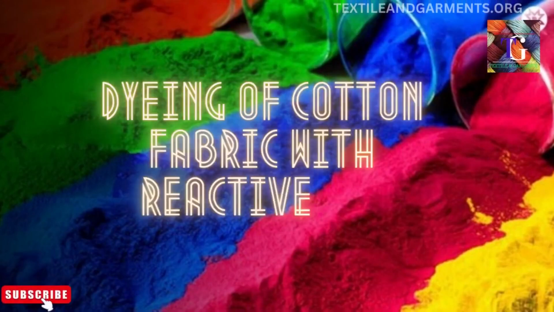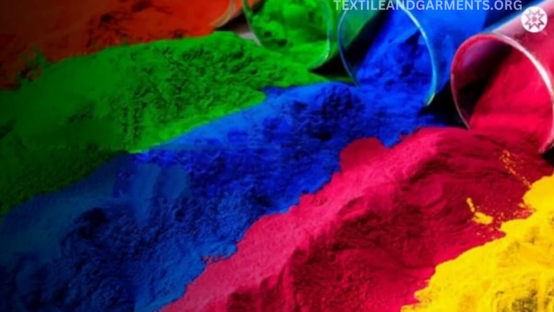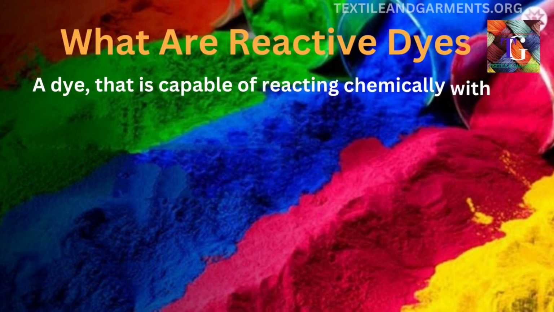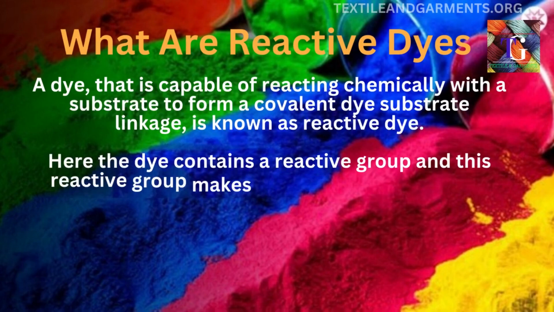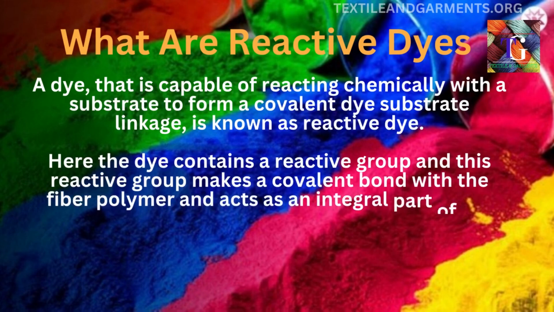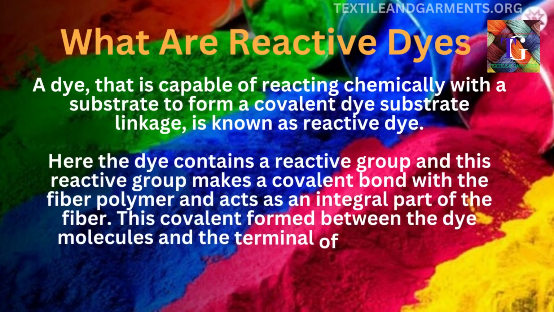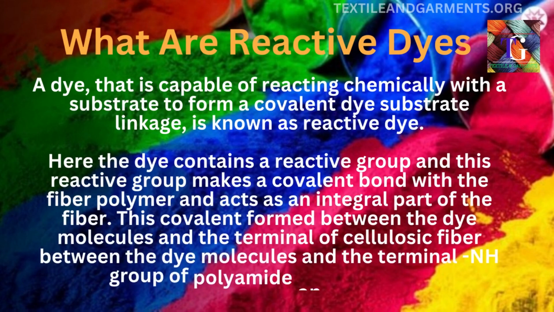Dyeing of cotton fabric with reactive dye. What are reactive dyes? A dye that is capable of reacting chemically with a substrate to form a covalent dye-substrate linkage is known as reactive dye. Here the dye contains a reactive group, and this reactive group makes a covalent bond with the fiber polymer and acts as an integral part of the fiber.